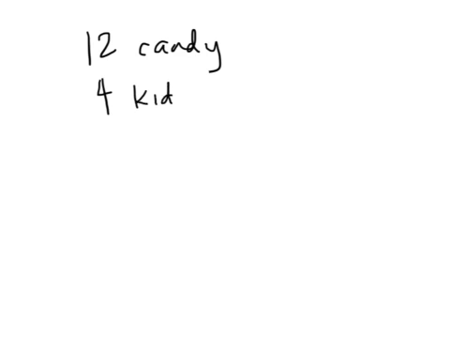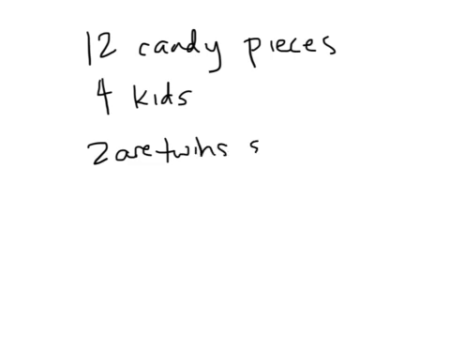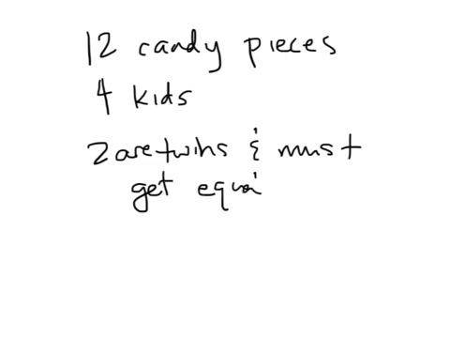Okay, we need to distribute 12 pieces of candy to 4 kids. So I should say 12 candy pieces to 4 kids, and 2 are twins, and must get the same amount, an equal number of pieces. Any ideas?